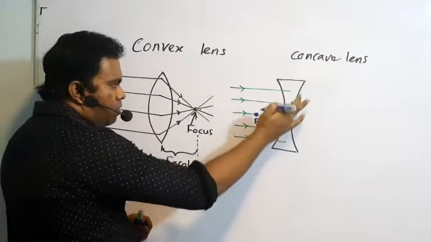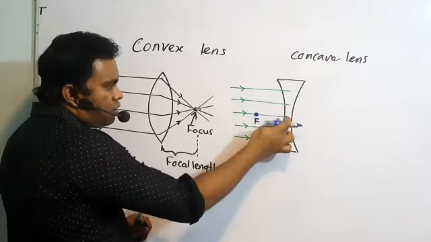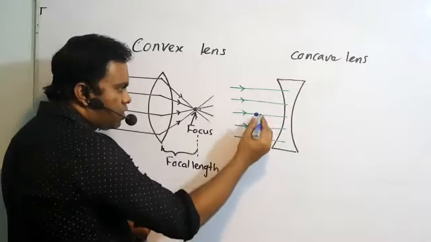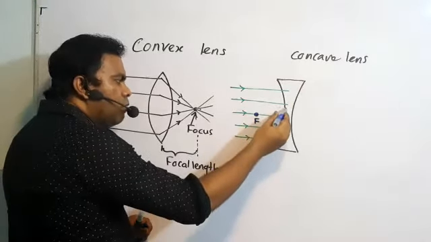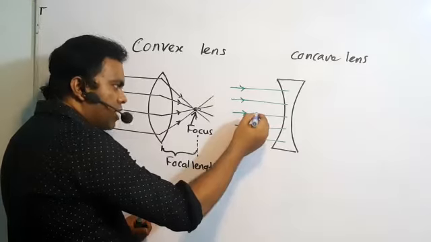Okay, so this focal point F is in front of this. So before the refraction, they refract as they are coming from the focus here.